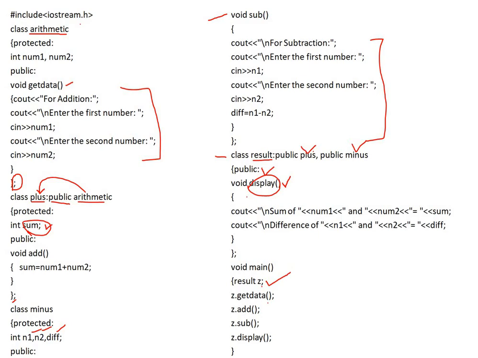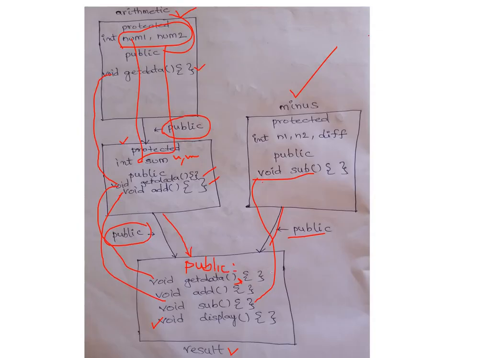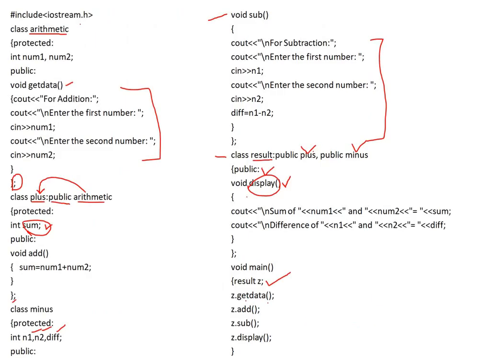Now look in the next slide. In the result class under the public section, totally we have 4 member functions. They are get data, add, sub and display. Now this object z invokes get data, add, sub and display. First the z invokes the get data member function. So here get data is invoked by using z. Z is an object of the result class.